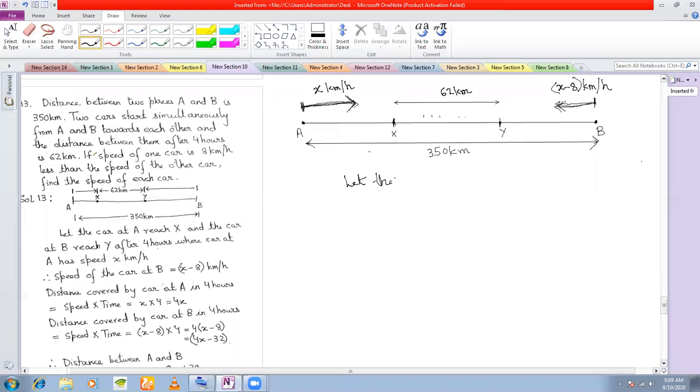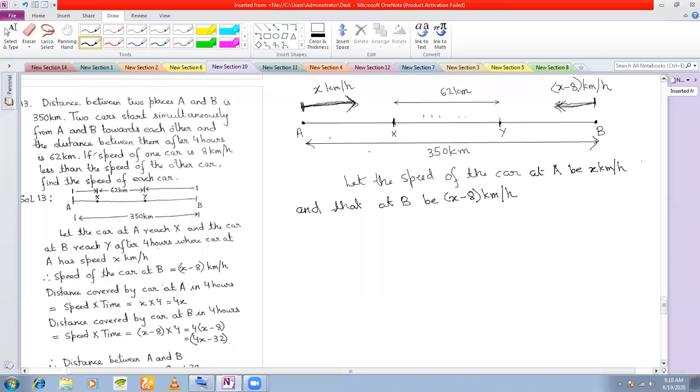Let the speed of the car at A be x kilometer per hour, and that at B be x minus 8 kilometer per hour, because speed of one car is 8 kilometer per hour less than the speed of the other. Okay.